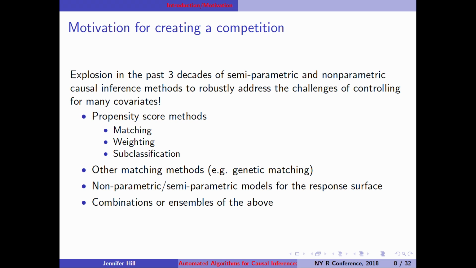OK, so there's been an explosion of methods. The vast majority of literature in causal inference and statistics in the past 20, 30 years has been about solving that problem, believe it or not. So all those matching methods, weighting methods, subclassification, that's all about that. More recently, I'd say in the past 10 years, there have been more semi and non-parametric methods. And moving on to kind of combinations of all of these things and ensemble methods, say like the superlearner, which I'll talk about a little later.